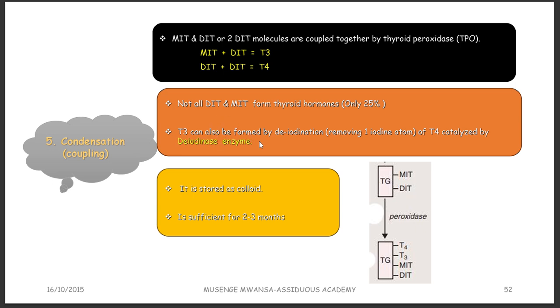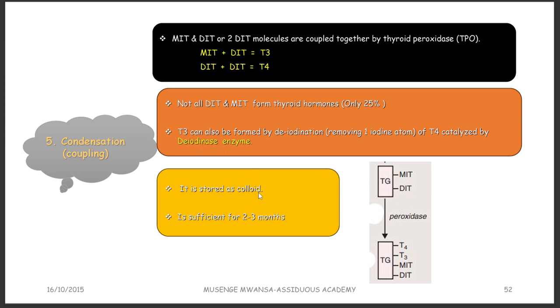T3 can also be made. So when you have formed T4 from coupling DIT and DIT, you can as well convert it. By deiodination, we can remove one iodide from T4 and then you get T3, using the enzyme deiodinase.